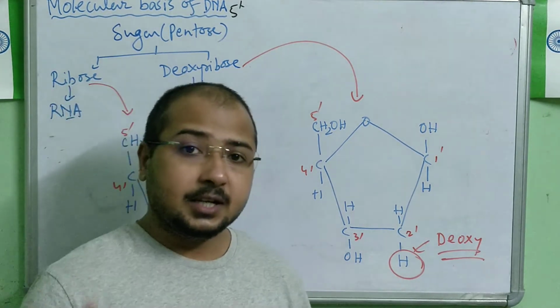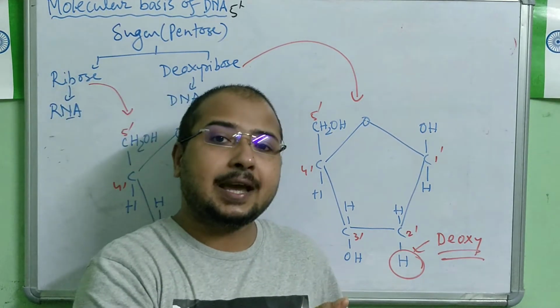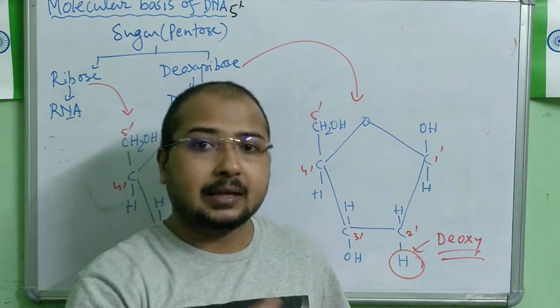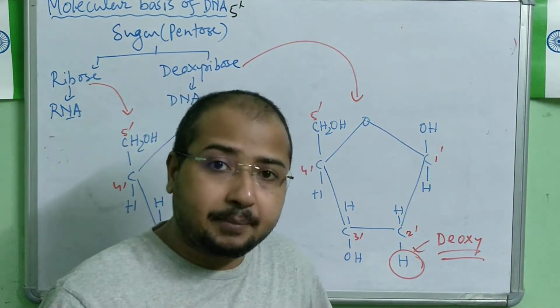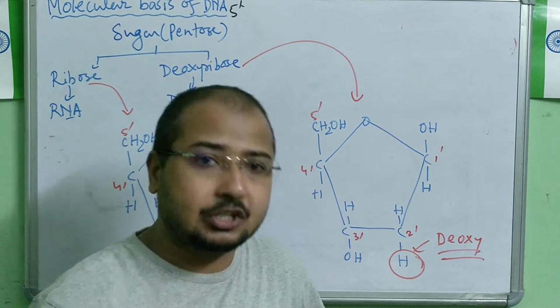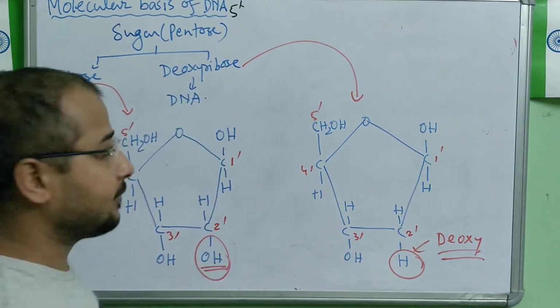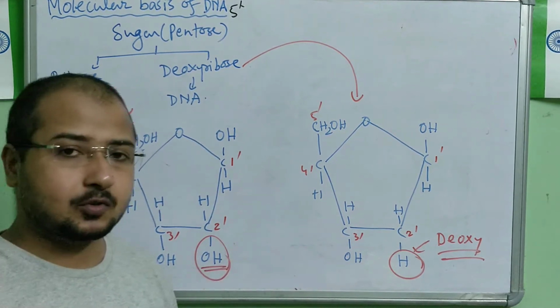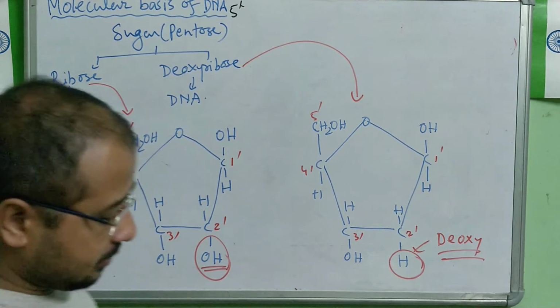Remember this point. It is asked in the question why DNA is considered better genetic material than RNA, why DNA is comparatively much more stable and less reactive than RNA. This is the logic behind it. That's why I have shown you the true structure of the sugar. Clear? So fine.